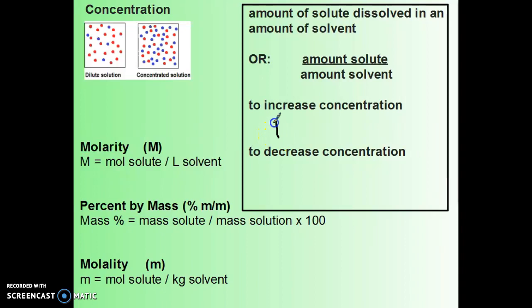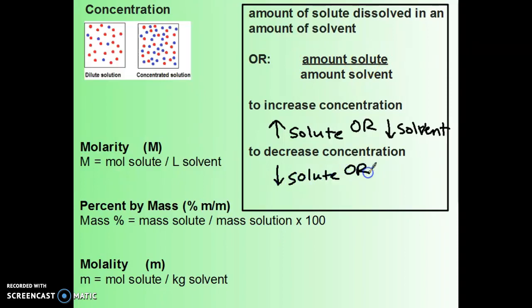So I'm going to write that. We could increase solute or decrease our solvent. Okay, if we want to lower our concentration, we can make the numerator smaller, which will make our overall concentration lower. So that means decreasing our amount of solute. Or the opposite is we can increase the denominator by increasing the amount of solvent.